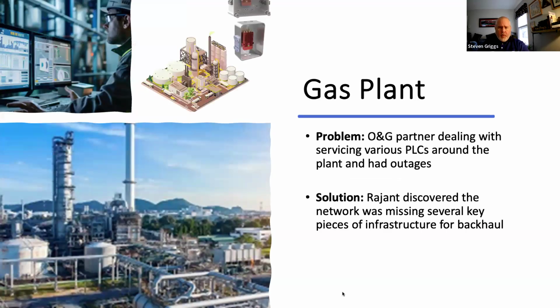Our next example is an oil and gas plant. In this oil and gas plant, the partner had asked for some support. They were experiencing some issues with PLC connectivity. When the sales engineer got on the ground, he discovered that they were missing several key pieces of backhaul infrastructure, and that was something in the design of the network that they had said they were going to place backhaul in certain areas, and what had happened was they didn't follow through with getting that backhaul to where it needed to be.